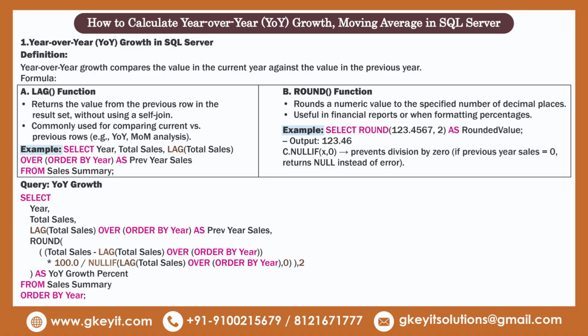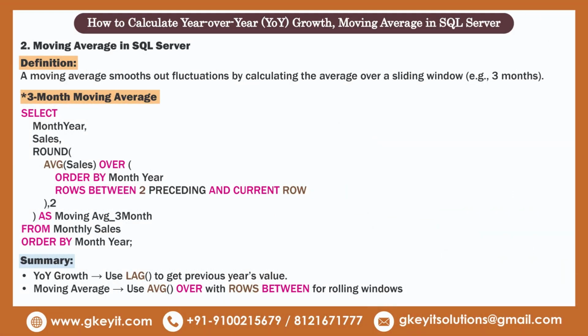And coming to the next question, that is moving average in SQL Server. A moving average smooths out fluctuations by calculating the average over a sliding window, for example 3 months. For a 3 months moving average, there is a query: select month_year, sales, ROUND(AVG(sales) over (order by month_year rows between 2 preceding and current row), 2) as moving_average_3_months from monthly_sales table order by month_year.